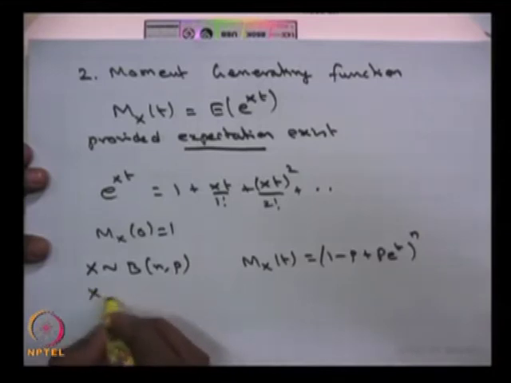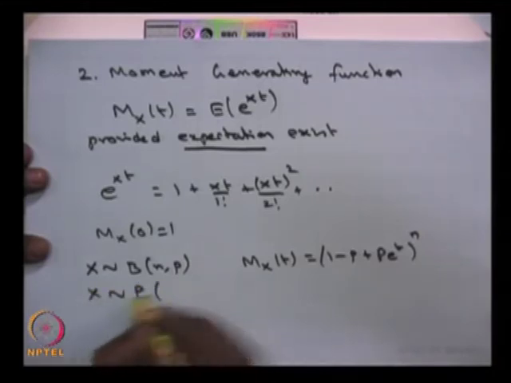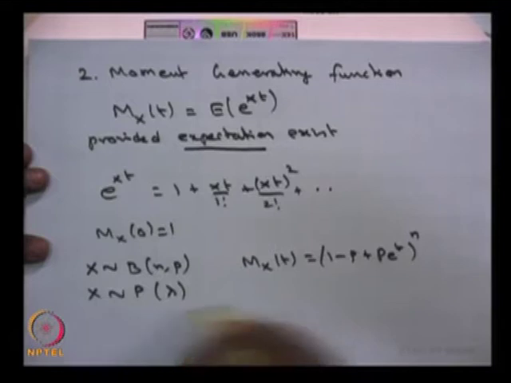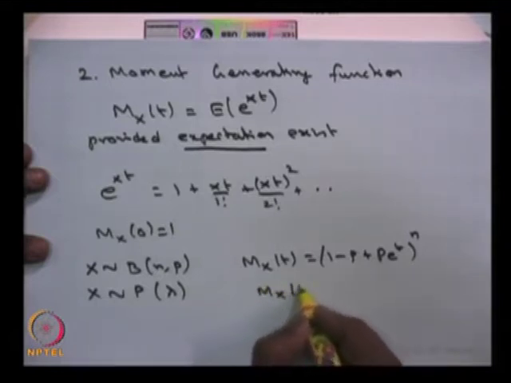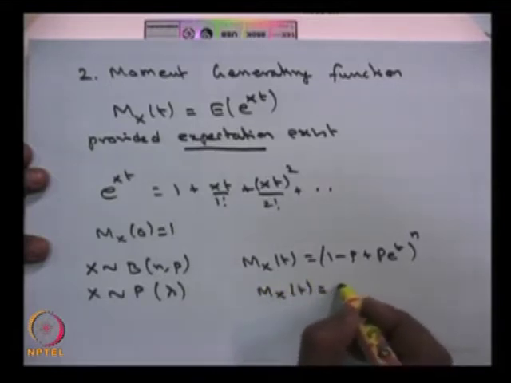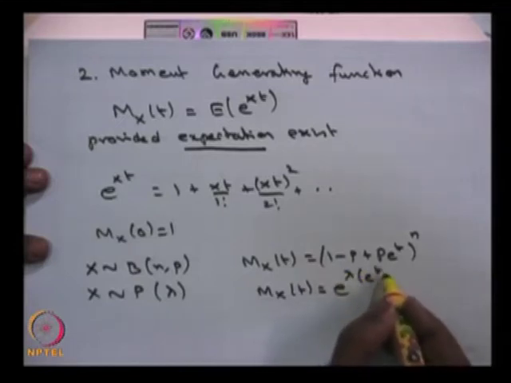Similarly, if X is a Poisson with parameter lambda, then the moment generating function is e power lambda times (e power t minus 1).